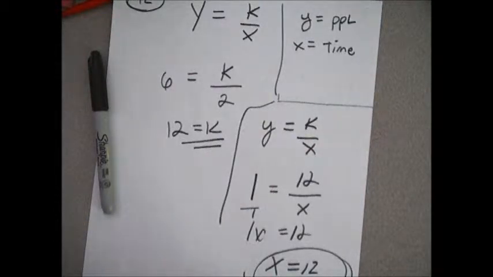Yeah. Well, it was originally 2 hours for the 6 people, so if it takes him by himself 6 times longer, well, what's 6 times 2? 12. The answer should make sense.